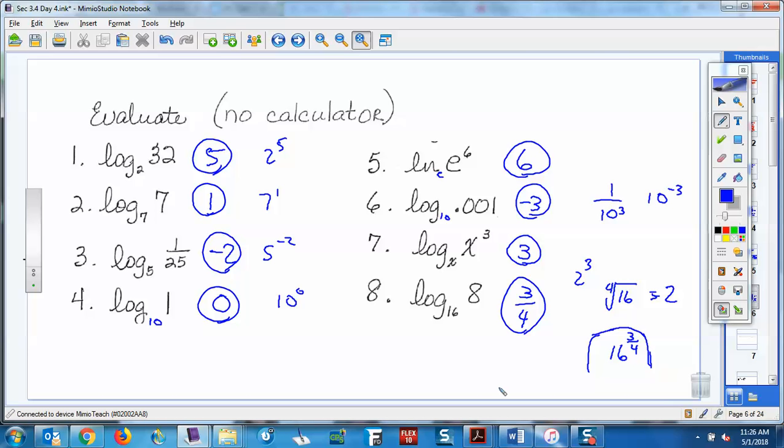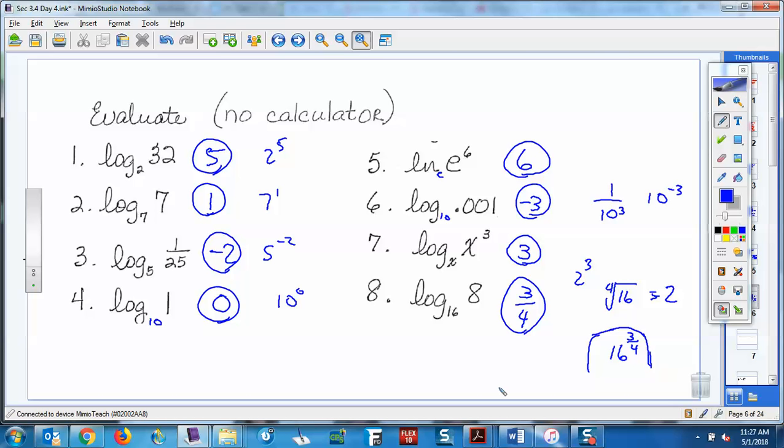Okay, number 5. 6. The base, again, that's a lot like number 2, right? Same base. They cancel each other out. You're left with the power, the 6. Okay, number 6. Negative 3. It's 1 over 1,000. 1 over 10 to the third is 10 to the negative 3. So that is negative 3.